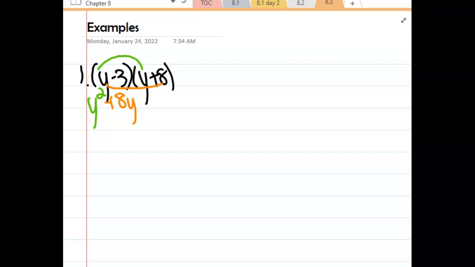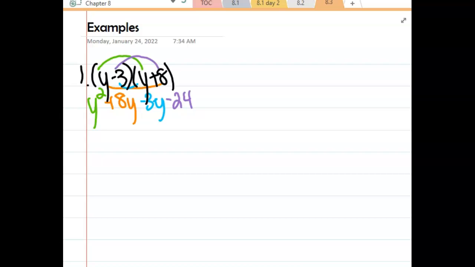Okay? Now, make sure you're including the signs because you have to take negative 3 times y, which is a negative 3y. And then the L is the last terms. So in each set of parentheses, the last term, negative 3 and a positive 8, you're going to multiply those together. Negative 3 times a positive 8 is a negative 24. And then you always want to make sure your answer is in simplest form.